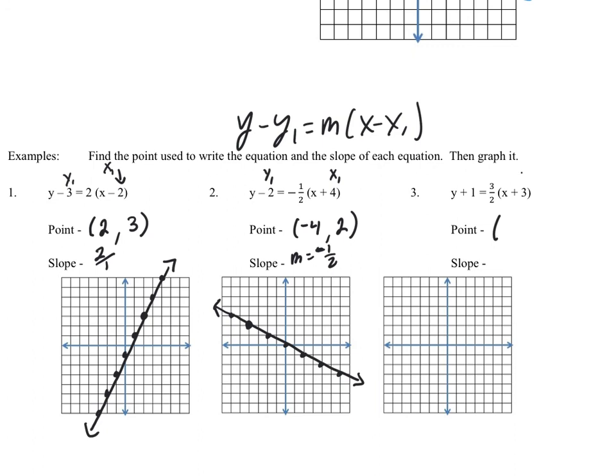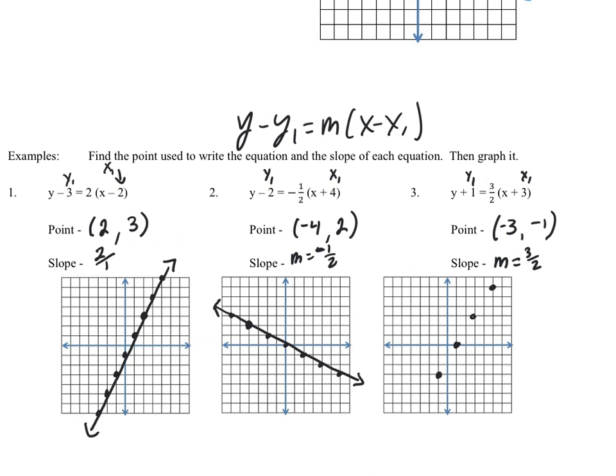Pulling out the point. So we have an x1 and a y1 value right next to the variables that look like them. Opposite of a positive 3 is a negative 3. Opposite of a positive 1 is a negative 1. My slope is 3/2. So I'm going to plot negative 1, negative 3. It's down here in the third quadrant. And then we're going to use our slope. So it's a positive over a positive. So I'm going to go up 3, right 2.